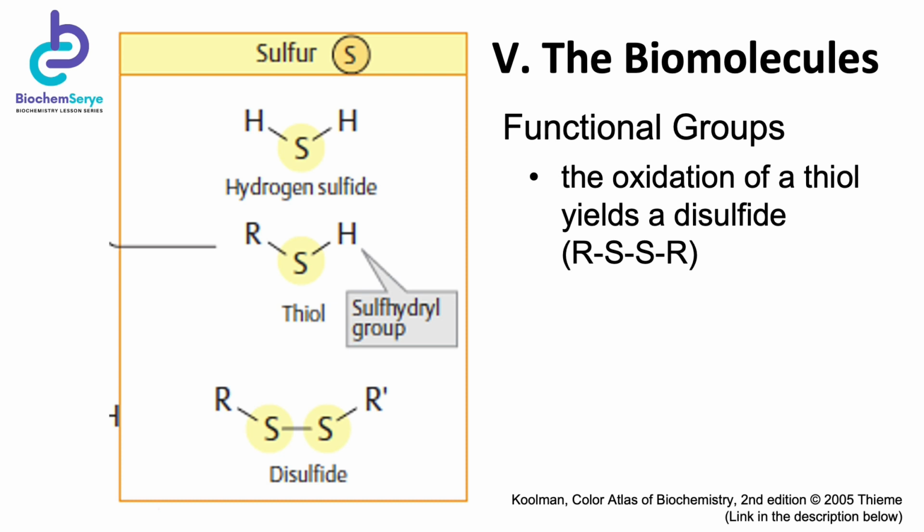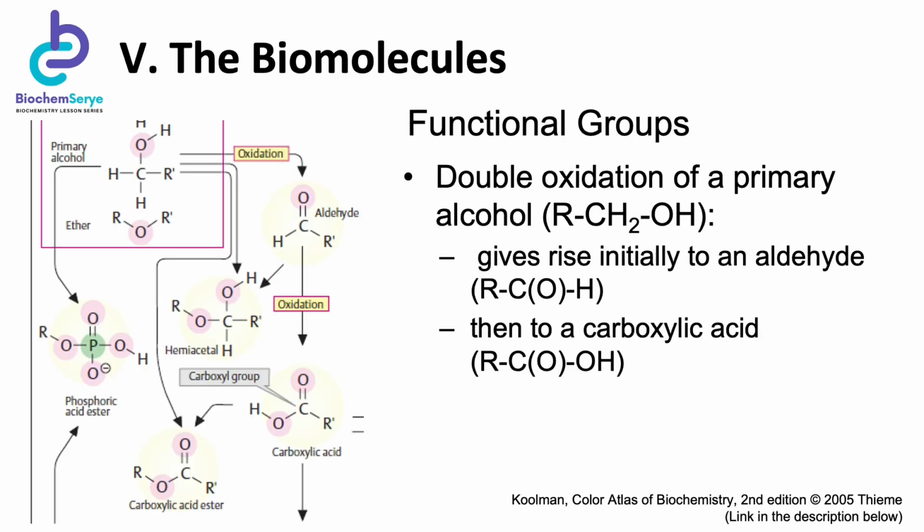New functional groups can arise as a result of oxidation of the compounds we just enumerated. For example, the oxidation of a thiol yields a disulfide or RSSR. Double oxidation of a primary alcohol gives rise initially to an aldehyde, and then to a carboxylic acid. Feel free to pause this presentation to have a longer time to check out the illustration shown here.